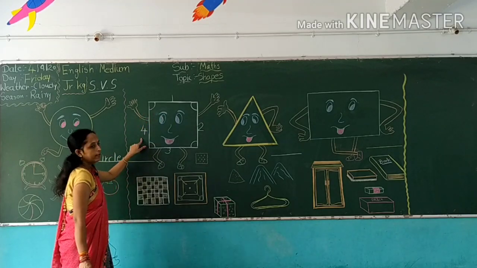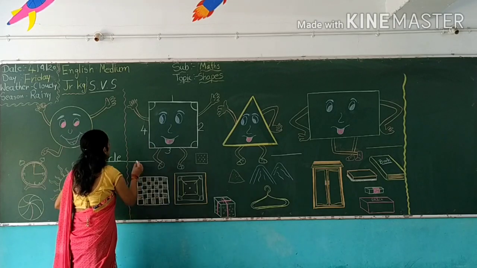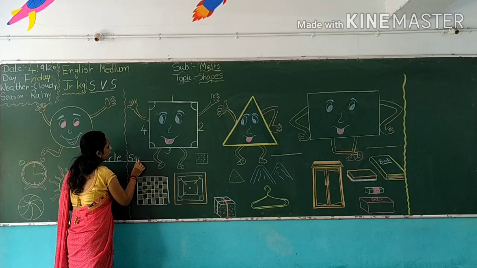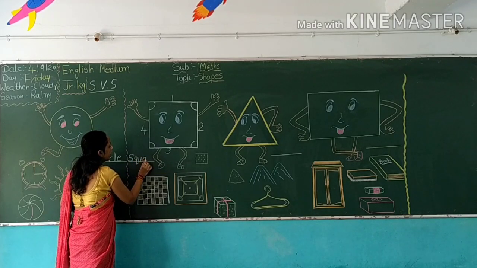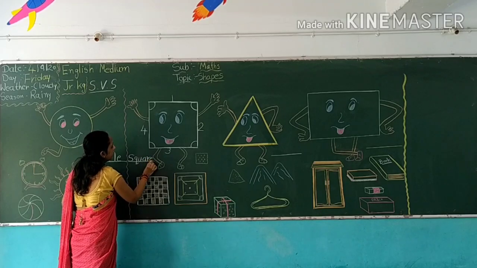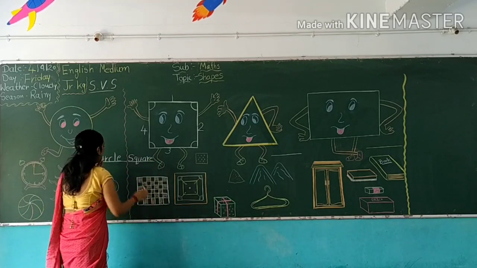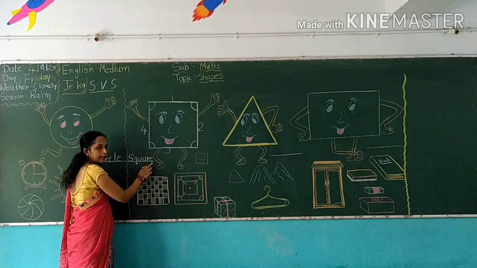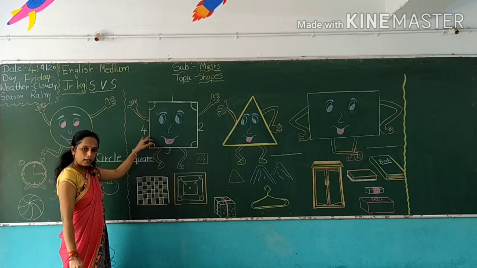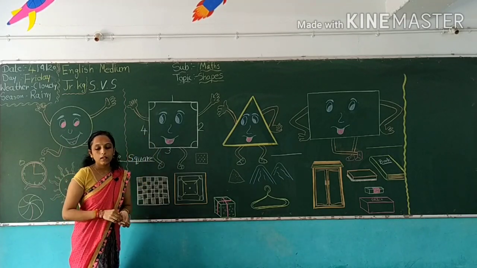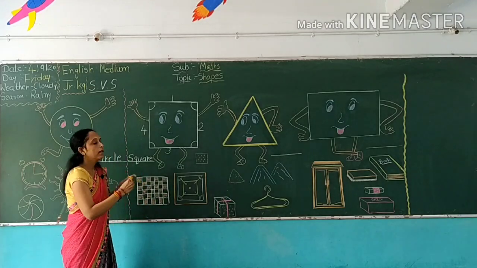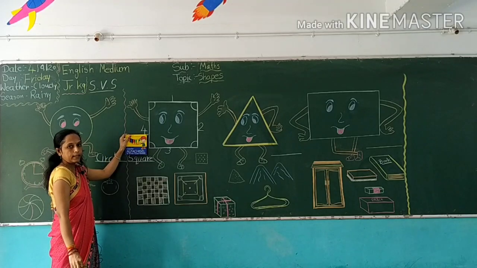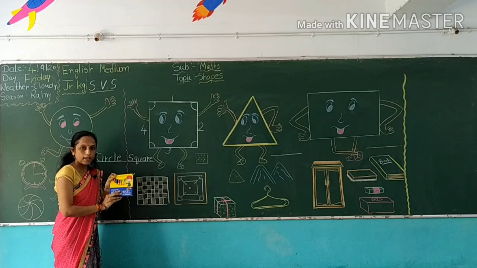Okay, so which shape is this? This is a square. S Q U A R E. Square. Repeat with me again one more time, okay? S Q U A R E. Square. It has four sides and four corners. It's like a box. Look here. This is a color box. The color box is square shape. Okay? This box is square shape.